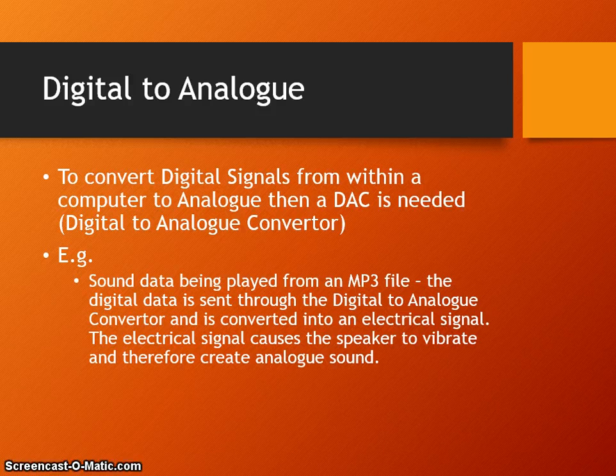So the sound that's in an MP3 file will be encoded using the binary number system, and these binary values are interpreted. The digital data is sent from the file from the computer to the digital to analog converter. That is then converted into an electrical signal, and the electrical signal causes the speaker to vibrate, and this is what then causes the analog sound waves to come out of the speaker, and us as human beings are able to interpret that sound. In this case, the speaker is a transducer. So that was the difference between digital and analog data.